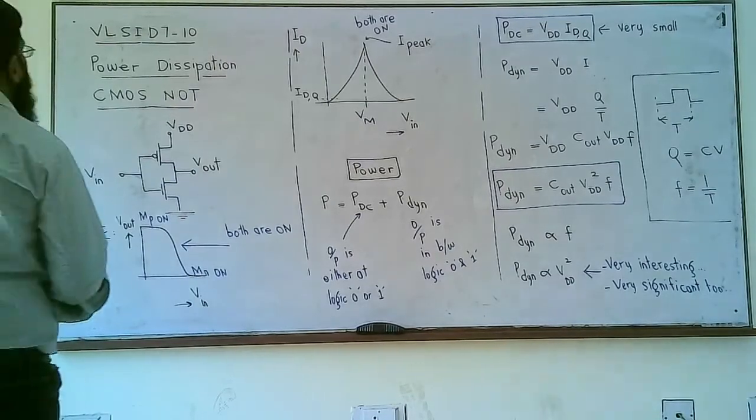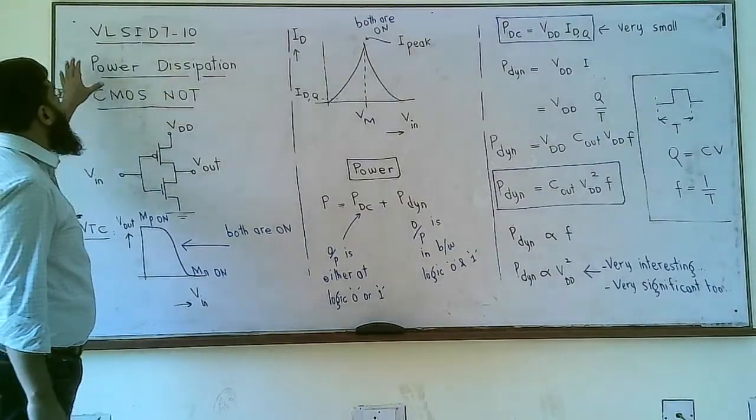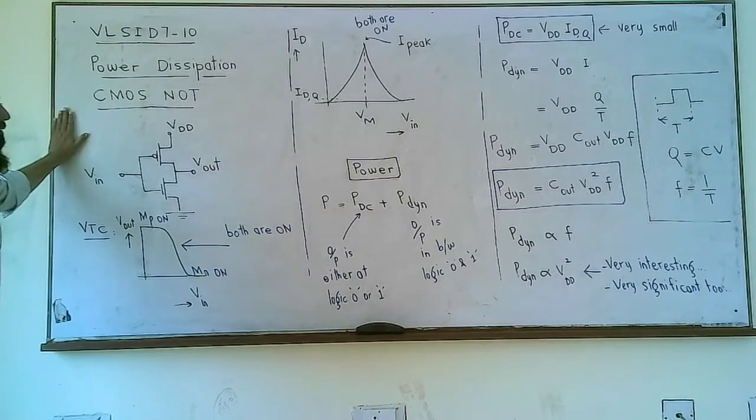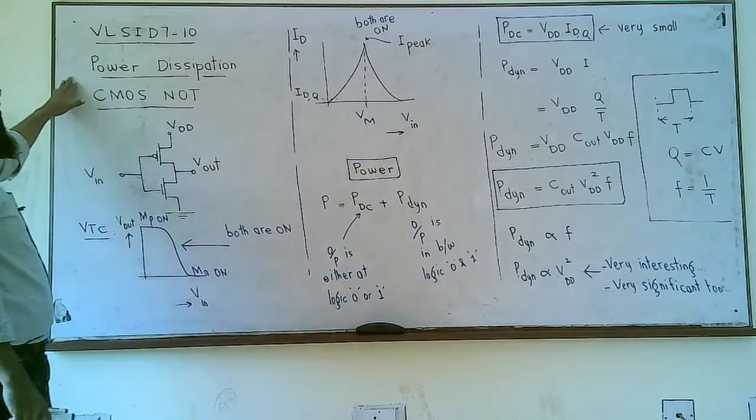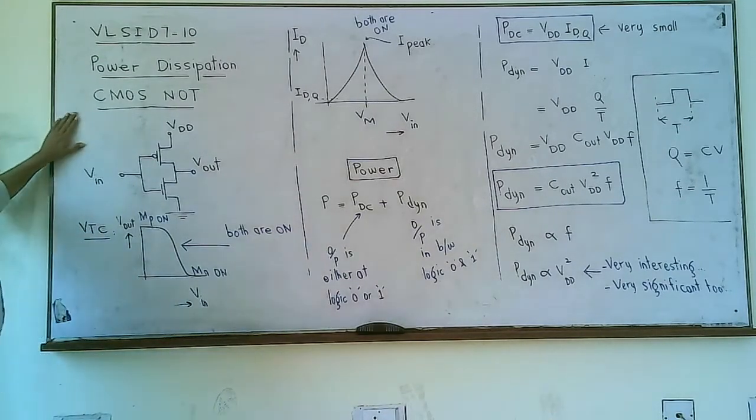Welcome to the 10th lecture from chapter number 7. We are studying VLSI design. In previous lectures, we have been studying about the DC and transient analysis of CMOS NOT. And in this lecture, we'll study about the power dissipation of a CMOS NOT gate.